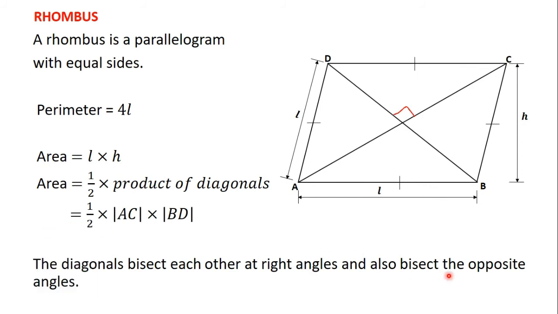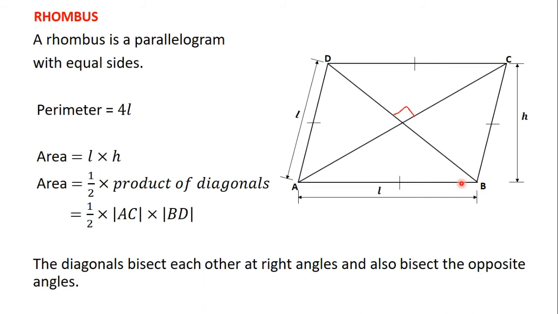The diagonals also bisect the opposite angles. What this means is that the diagonal AC will bisect the angle formed at point C. It means that the diagonal AC will divide the angle here into two equal parts and divide the angle here into two equal parts. In the same way, the diagonal BD will divide the angle at D into two equal parts and the angle at B into two equal parts. These are very, very important properties of a rhombus that you need to know and understand.